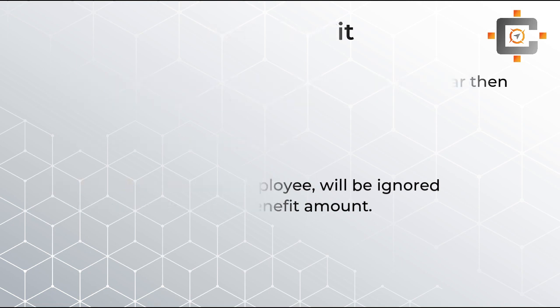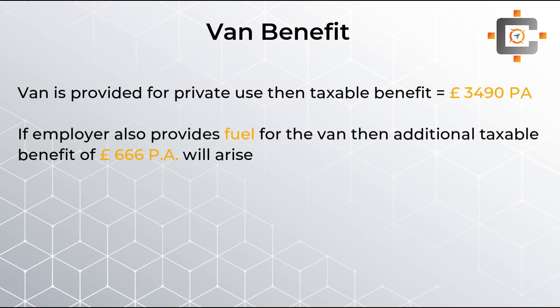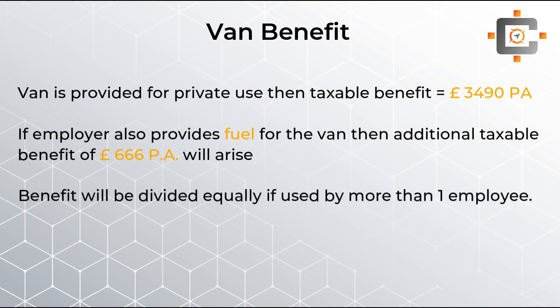The next benefit is the van benefit, students. Van benefit is very simple. It's a simple per annum amount. You can see over here, it's a 3.90 pound per annum amount. And if you are being provided with fuel also, then a separate taxable benefit will arise, and that is 666 pound per annum. Okay. Now both the fuel benefit and van benefit will be divided equally if that fuel or the van is being used by more than one employee.